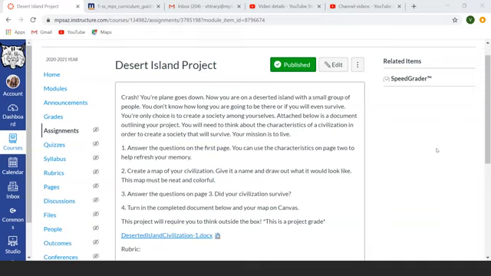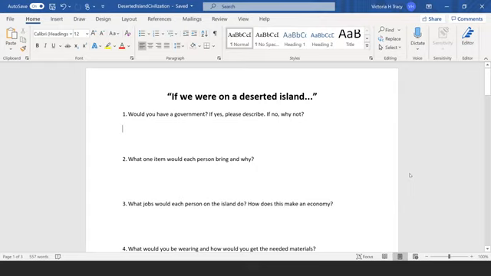The first thing you're going to do is answer questions on the first page. So you're going to click this document. It says Deserted Island Civilization. You're going to click on this, and this is what you're going to see. Stop sharing for a moment. Hold on. So this is what you're going to see when you click on that document, and you can type right on this document, okay? You don't have to write it down. You can type on it.